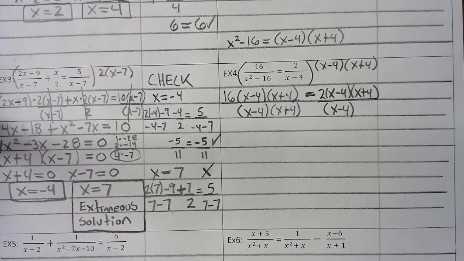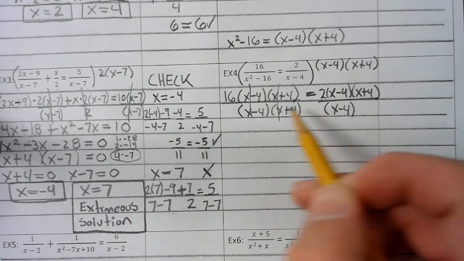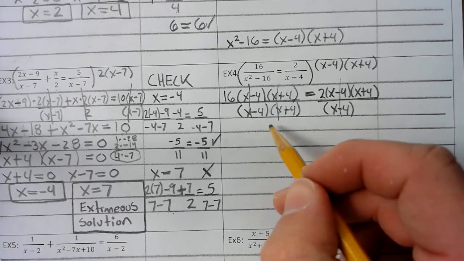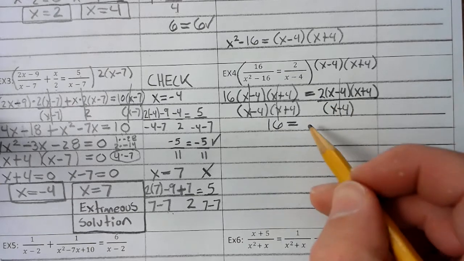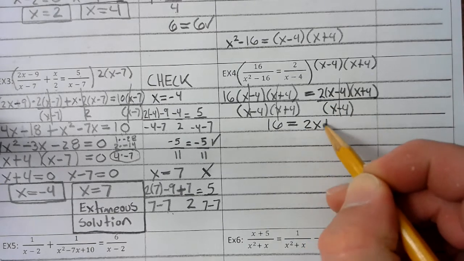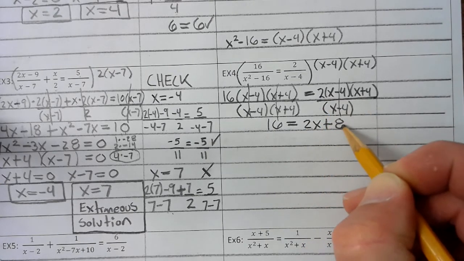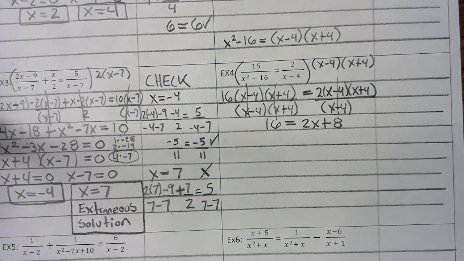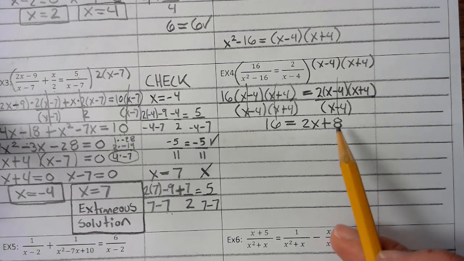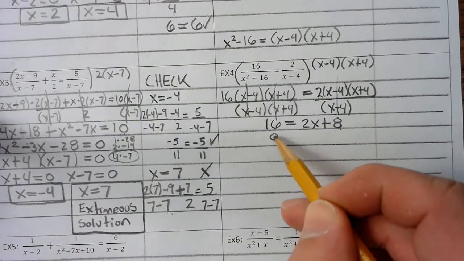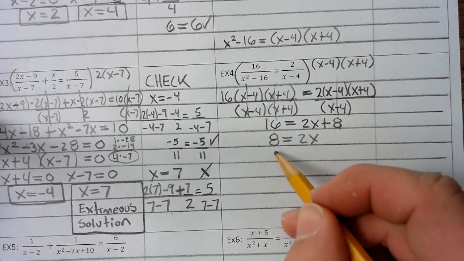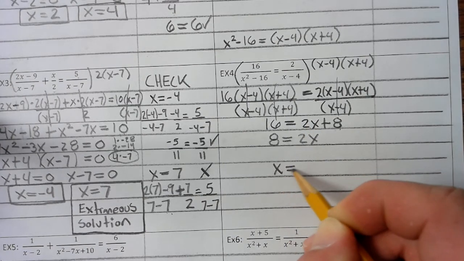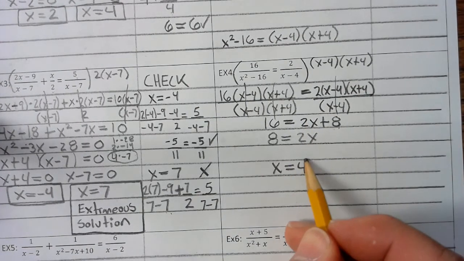All right, now you're going to divide out common factors, so that becomes 1, 1, 1. So you're left with 16 equals 2 times x is 2x, plus 2 times 4 is 8. So you're at the linear route, so you want to move the x's on one side and numbers on the other. So we're going to subtract 8 from both sides. So you get 16 minus 8 is 8 equals 2x, divided by 2, x equals 4.